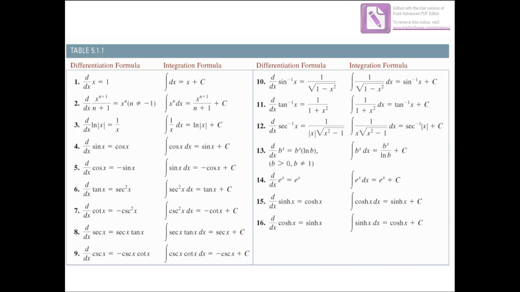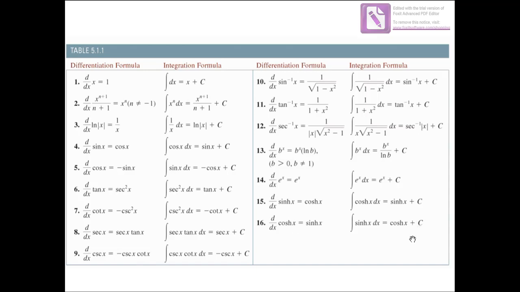For this table, we have also the integration and differentiation of all the trigonometric functions. Here we have the integration and differentiation for the inverse of sine, tan, and sec only. And you see here the integration of e to the x will be just e to the x plus c, the integration of cosh will be sinh, and the integration of sinh will be cosh.